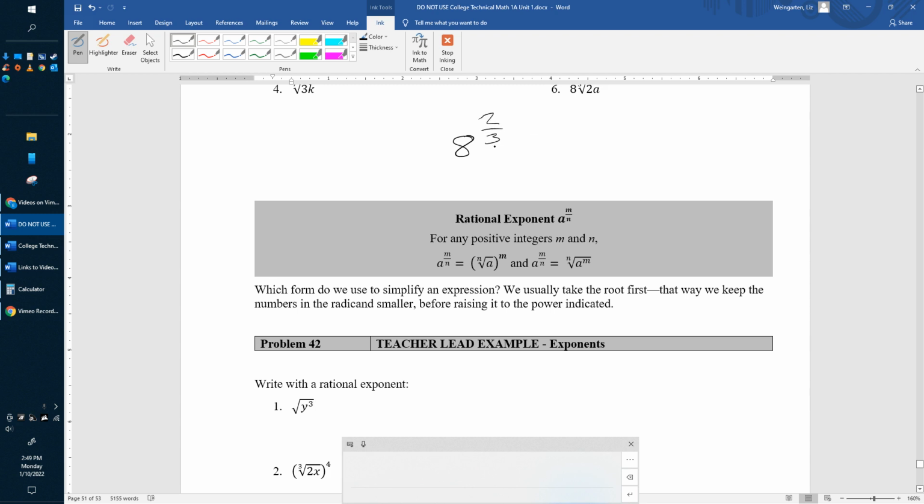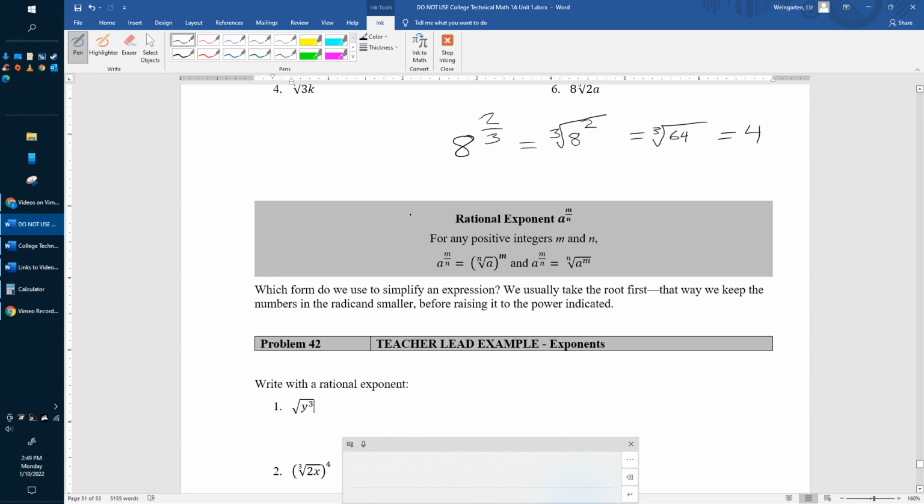What does that mean? Well, we still have the 2 here. So the 2 is going to go with the 8. The denominator, we are still taking that root. So we're doing the cubed root of 8 squared, which is going to be the cubed root of 64. And that, I believe, is 4. So that's how you evaluate those.